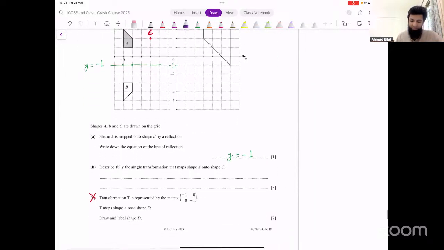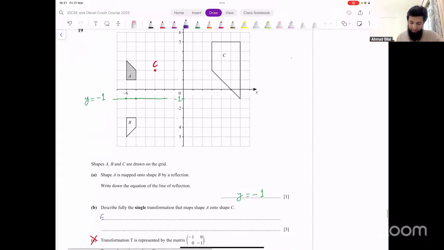So now we can say it's an enlargement with center of enlargement at this point. It has coordinates -3 and 2, right? Center of enlargement at -3, 2. And what about the scale factor? That's the other thing that you have to write down. What about the scale factor?